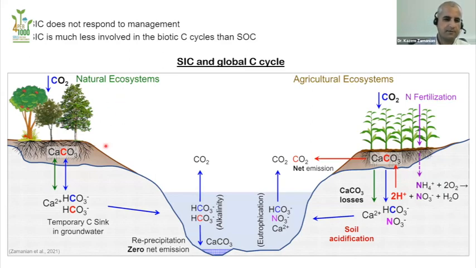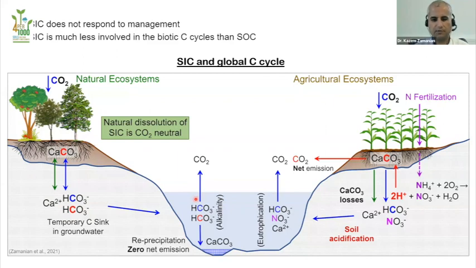In natural ecosystems, the dynamics of inorganic carbon are generally controlled by soil respiration, or better to say, by atmospheric CO2. There would be dissolution of CO2 in the soil water, production of carbonic acid, and that carbonic acid can dissolve calcium carbonate. As you see here, this reaction is actually a kind of carbon sequestration, as long as these bicarbonate ions remain in solution. But as soon as the bicarbonate ions or the groundwater reaches the surface, there would be degassing of CO2 and reprecipitation of calcium carbonate. So I would say potentially the natural dissolution of inorganic carbon is neither a sink nor a source of CO2.